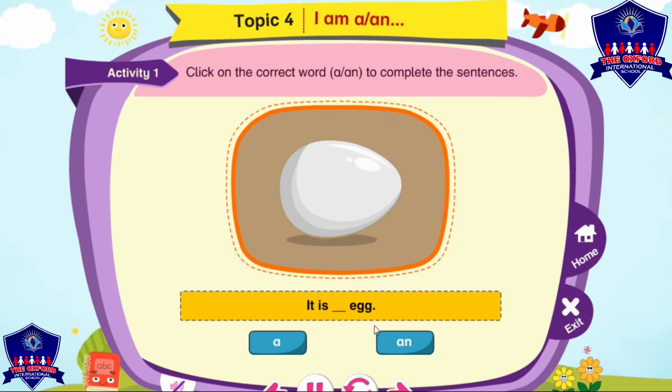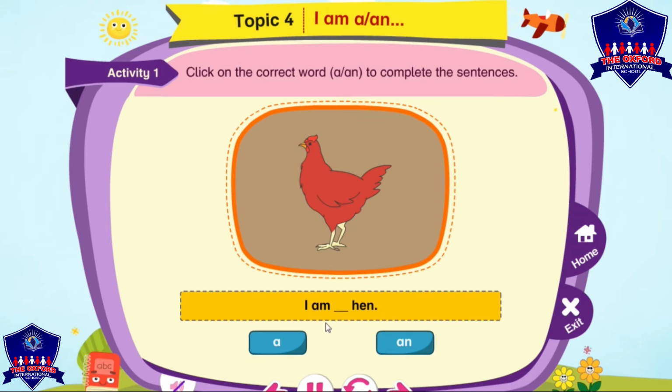Activity 1. Click on the correct word A or N to complete the sentences. So, it is dash egg. Egg, first letter is vowel word, so it is an egg. Next is I am dash hen. Hen, first word is not vowel word, so correct answer is A. I am a hen.